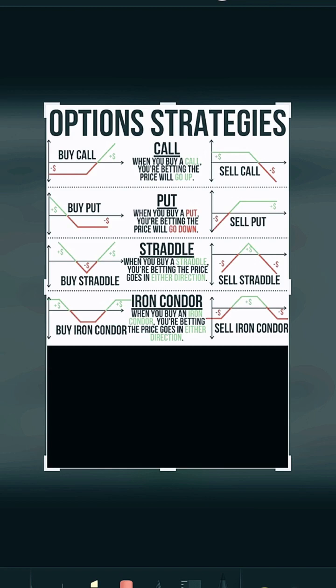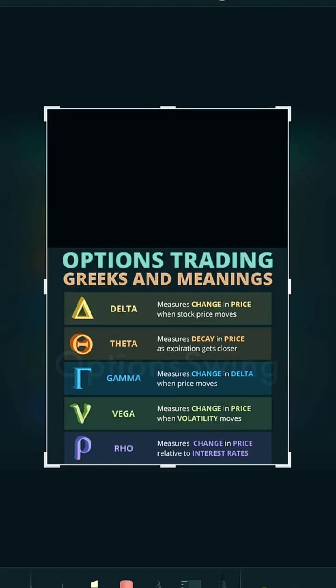And can you tell us why use the long? So long means, remember, it's called long because you don't own the shares. You could have bought the shares outright, but you don't own the shares.